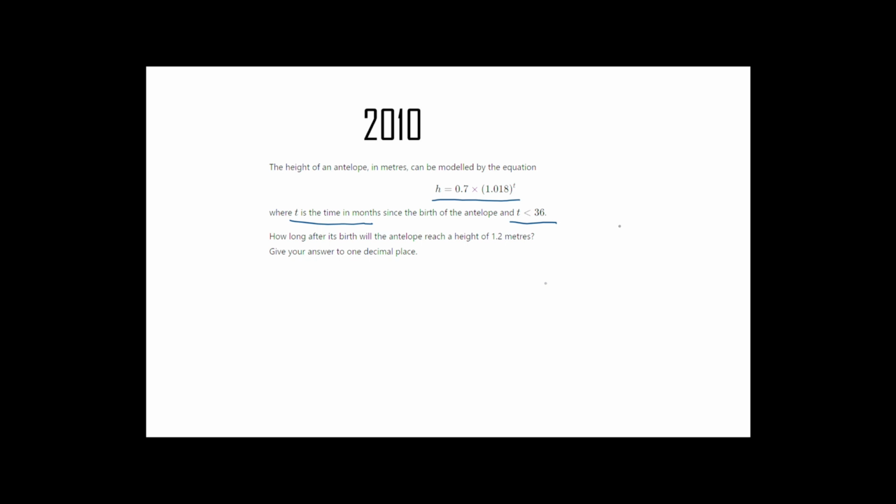Okay, so I guess the antelope's height will kind of jump, and then after 36 months it'll kind of flatten off a bit, I bet. How long after its birth will the antelope reach a height of 1.2 meters? Give your answer to one decimal place. So in other words, we want to set height equal to 1.2 and then solve for t, don't we? Seems curiously easy. Have I missed something?